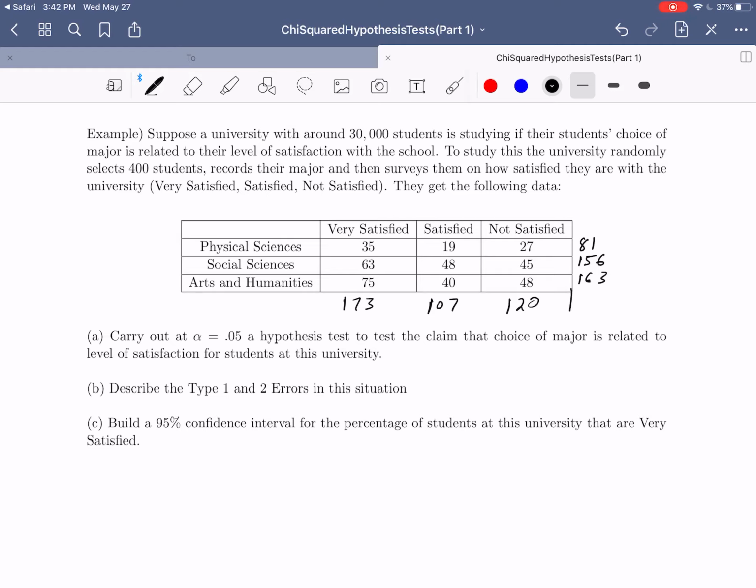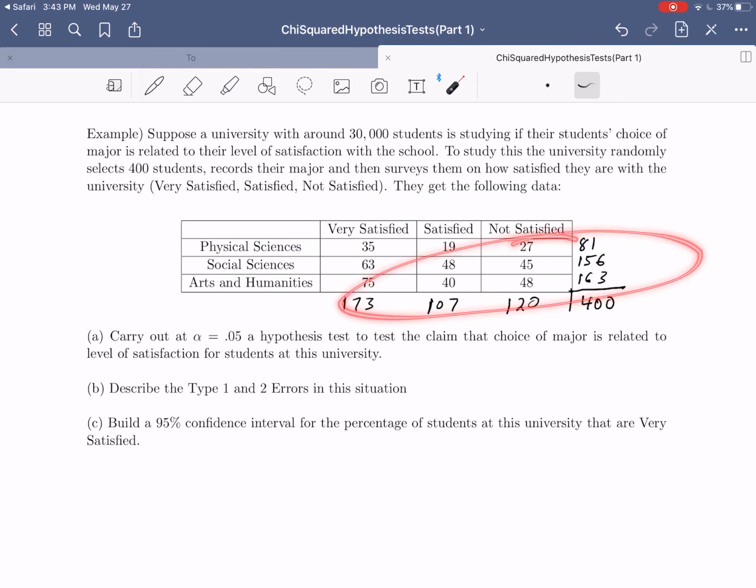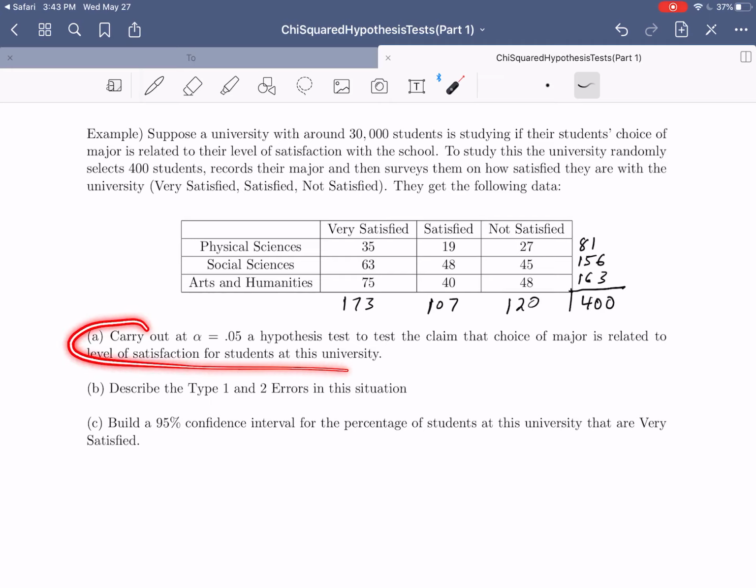Now, if we total those totals up either way, 173, 107, and 120, or 81, 156, and 163, you can check on your calculator, or you can just look back here and realize that we selected 400 students, so this has to total up to 400. So, as always, whenever you see a two-way table, definitely add on all the row, column, and table totals.